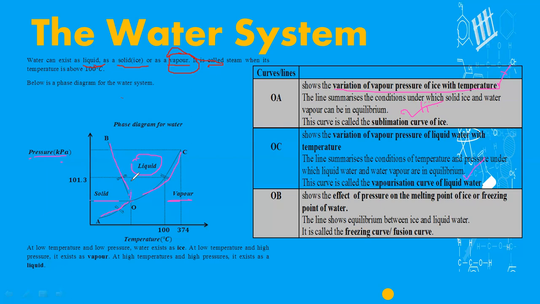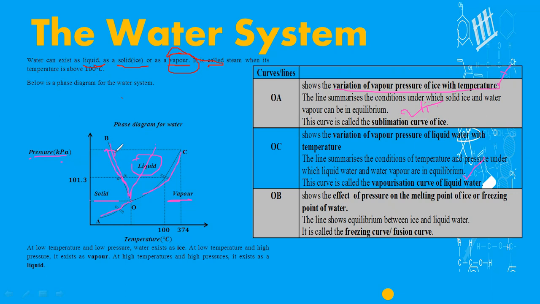That curve shows the effect of pressure on the melting point of ice or freezing point of water. Melting and freezing points are the same temperature. Why does it move this side? It means that as pressure increases, the melting point of ice decreases. That's why this line is slanting to the right. As there is an increase in pressure, instead of the line moving this way, it moves this side.